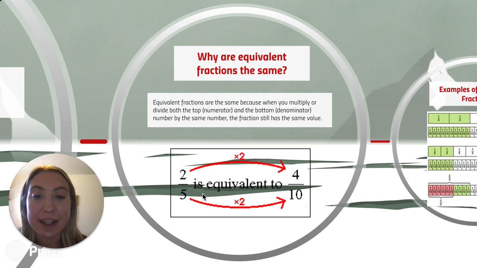So 2/5 is equivalent to 4/10 because if you multiply the top by 2, 2 times 2 is 4, and then you multiply the bottom by 2 as well, 5 times 2 is 10, that's how you know that they're equal. It's going to be the same area, they're just going to have different numbers.